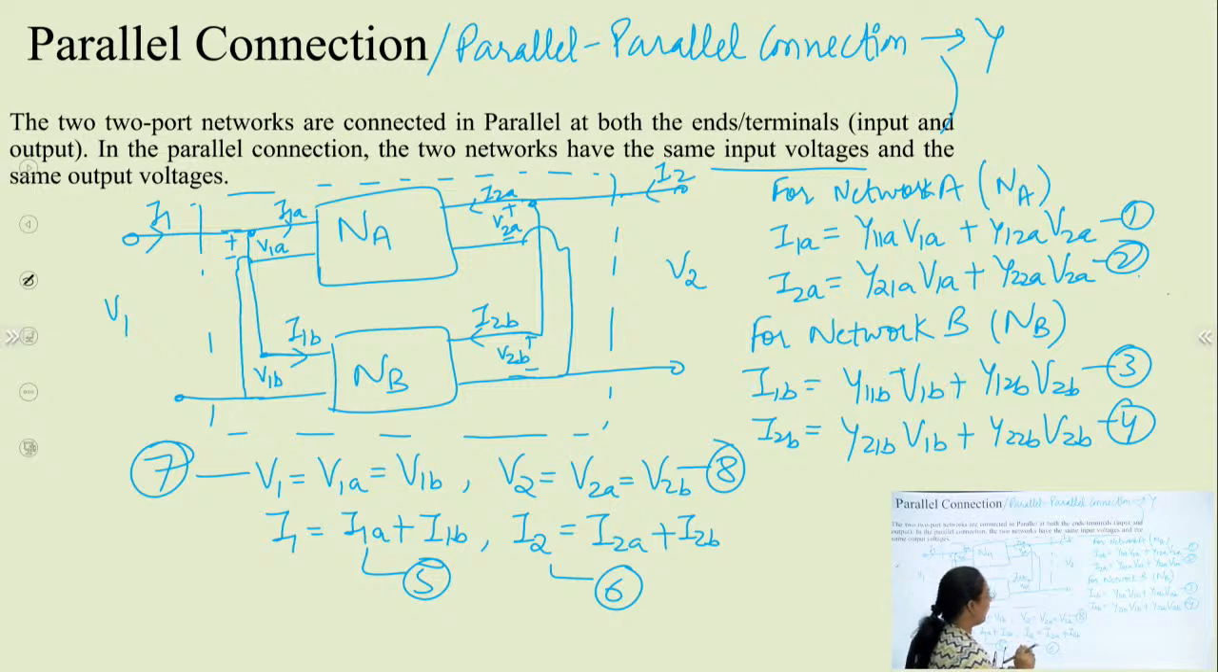Now I will put equation number 1 and equation number 3 in equation 5, right, and for I2 I will put equation number 2 and equation number 4 in equation number 6, okay. And while putting these values I will use equation number 7 and 8 for the final result.